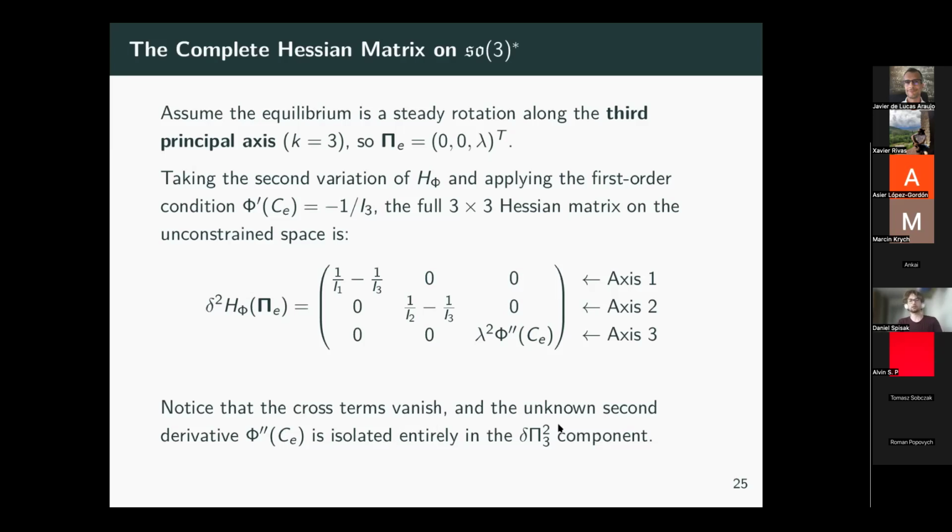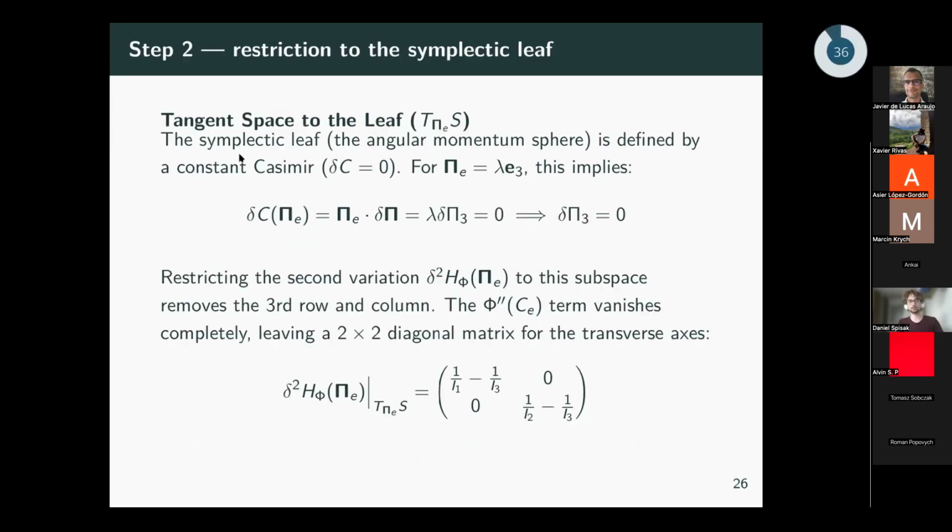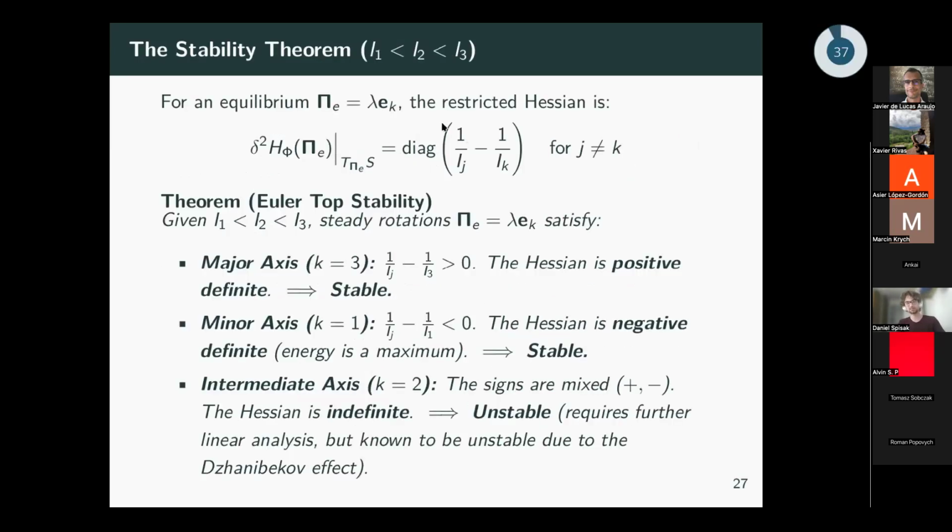When we do this, indeed, the second derivative vanishes, so we get rid of the third axis. We restrict this to the tangent space, and this tangent space is defined in this way. So what we get after the restriction is that the Hessian, to tell about the definiteness, is just a 2 by 2 diagonal matrix to analyze. Okay, indeed we do this.